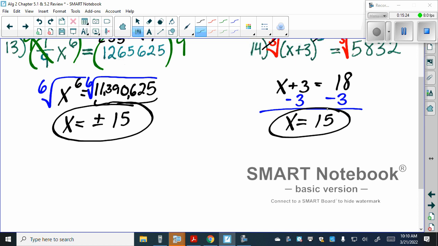A whole lot of 15s. We finish those problems at the 15-minute mark.